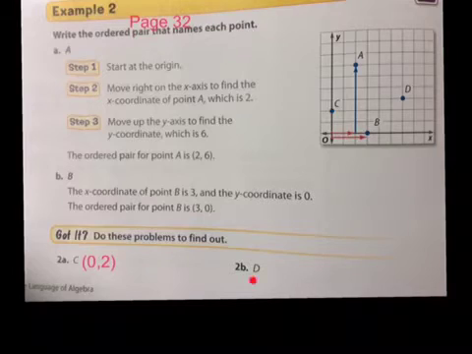So that's going to be 0, but it does go up 2 in the y. So now let's look at D. D is all the way over here. So we go 1, 2, 3, 4, 5, 6 on the x, 6, and 1, 2, 3 on the y. So it is 6, 3, as you can see.